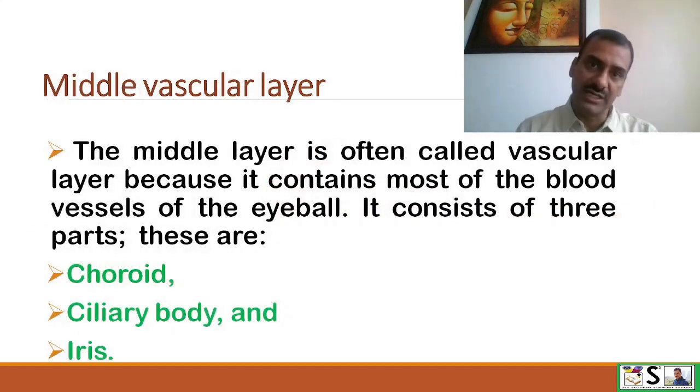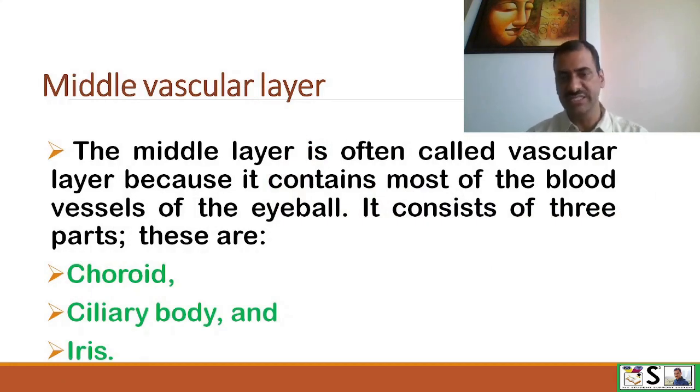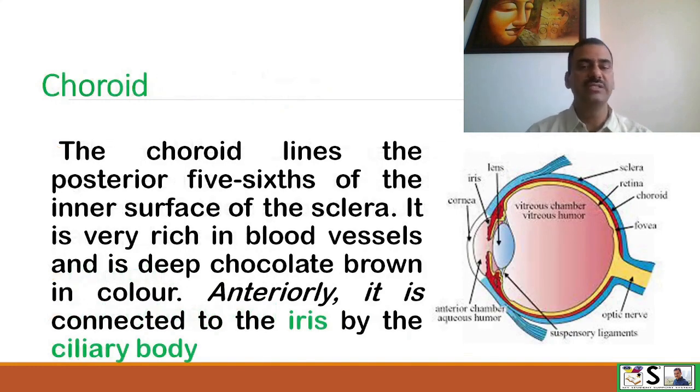Then we come to middle layer. Middle layer is vascular layer because a lot of blood vessels are here and it is deep chocolate brown color because of these blood vessels. It consists of many parts such as choroid, ciliary body and iris. The choroid lines the posterior 5/6 of the inner surface of sclera.